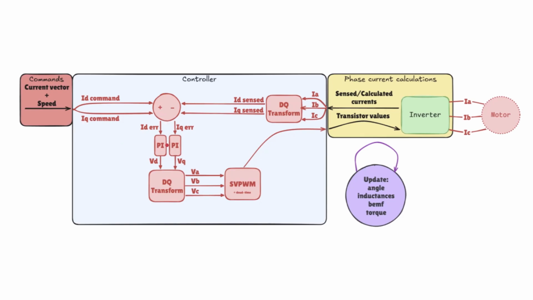Now, usually these commands are executed by PI controllers who output D and Q voltages that we then transform to the ABC reference frame. We then sense the phase currents in the ABC reference frame, transform them again to the DQ reference frame to know how far away the sensed D and Q currents are from the commanded values, and on we go. One of the reasons we do these back and forth transformations is because it's much easier to control DC values.